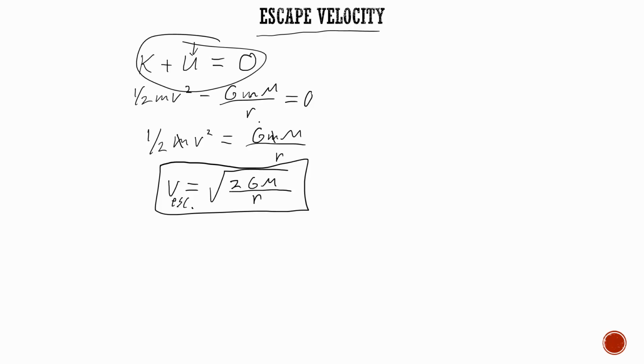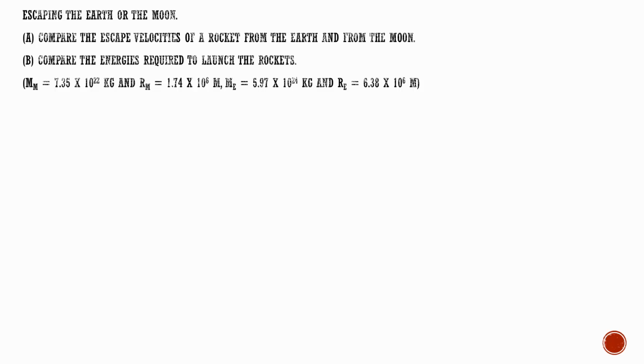I think it's easier to memorize this idea here than to memorize that formula, or just set the two equal to each other and solve for v. Let's look at a couple of examples of this. We want to compare the escape velocities of Earth and the Moon. So first of all, the escape velocity from Earth is root 2GM over r. Here's all the information we need.